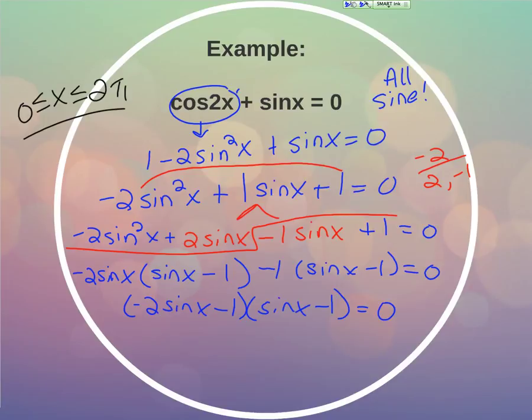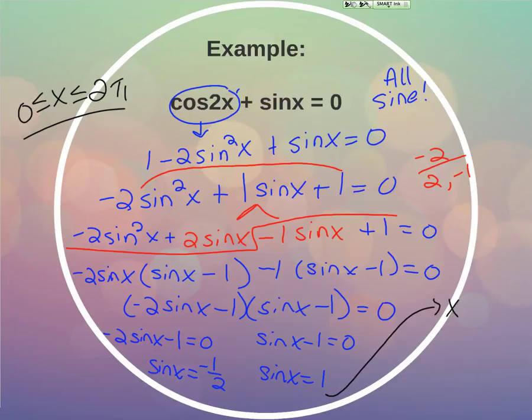What's next? Yep, split them up, set them equal to 0. So I'm just going to do this one together. When I subtract 1 and then divide by negative 2, I'm going to get negative 1/2. And then over here, I'll have sine of x equals 1. And I'm just going to bring my answers up here.